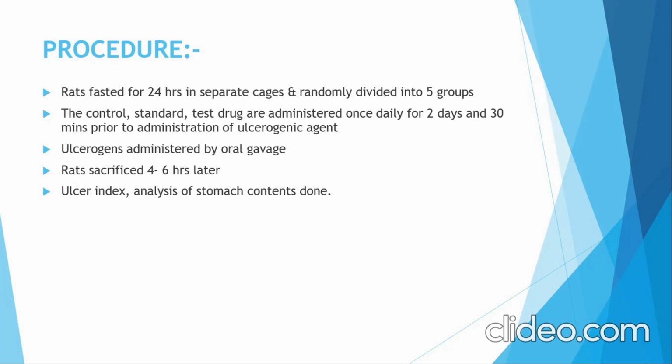such as control, standard, and test drugs, which are administered once daily for 2 days, and 30 minutes prior to the administration of the ulcerogenic agent. Ulcerogens are administered by oral gavage. Rats are sacrificed 4 to 6 hours later. Ulcer index analysis of stomach content is done here.